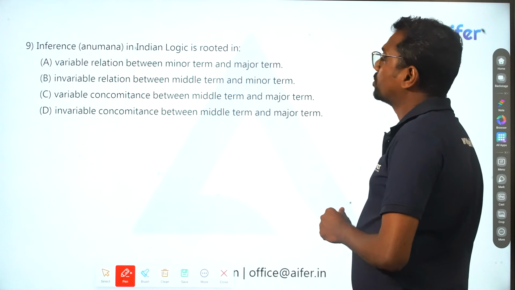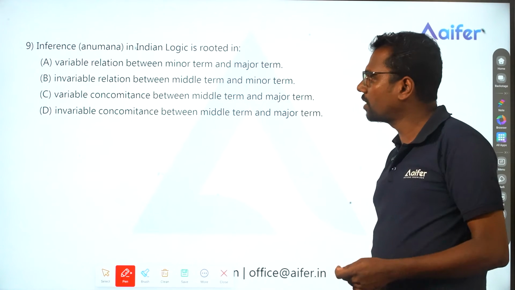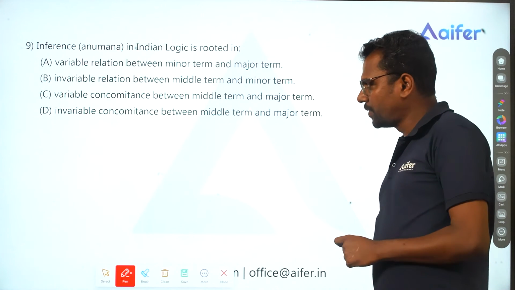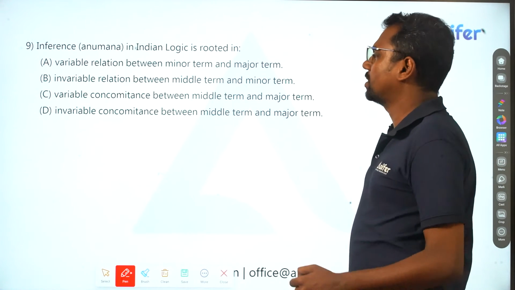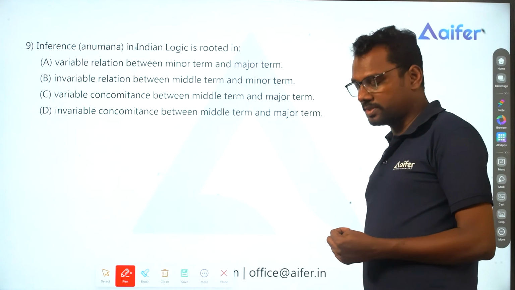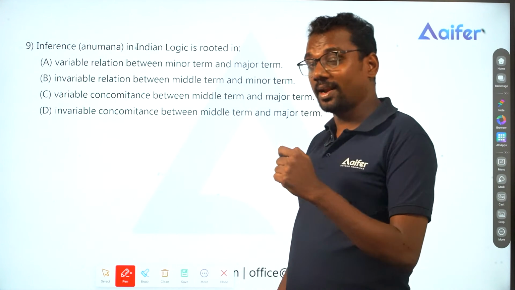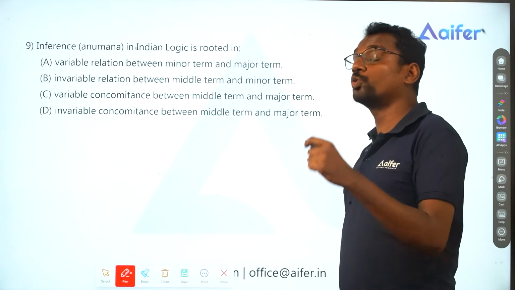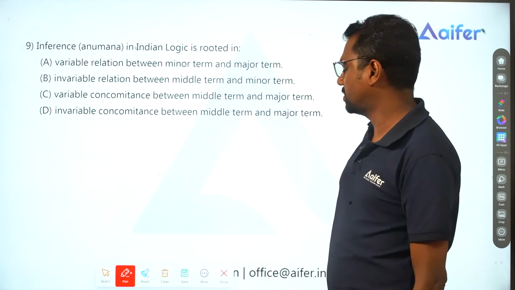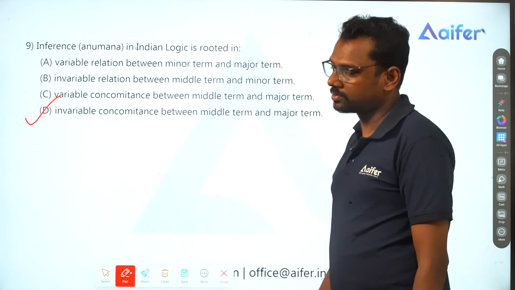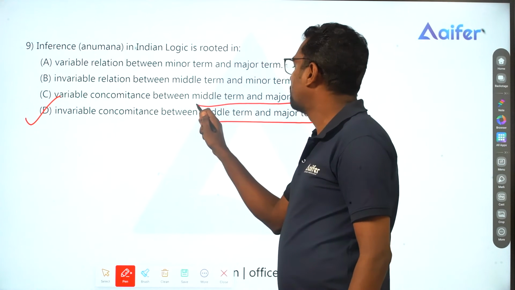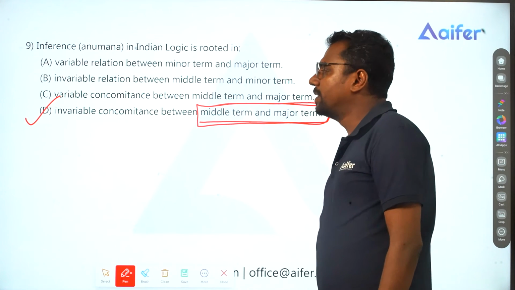Inference, Anumana in Indian logic, is rooted in what? Is it variable relationship between minor term and major term, invariable relationship between middle term and minor term, variable concomitance between middle term and major term, or invariable concomitance between middle term and major term? That is the relationship of invariably associated universal concomitance between fire and smoke, or the middle term and the major term. So we have option D.